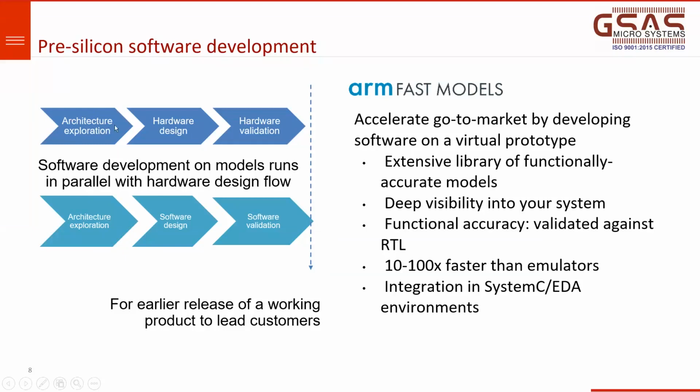So here, architecture exploration is all your hardware part. In software, firmware development also happens in parallel with your hardware. It's the same thing as the previous slide. Basically, even before your SOC is ready, you keep your firmware ready, which will run on your SOC with the help of these simulation models. Again, this is for early release of a working product to lead the customers. As I told in the previous slide also, it's about getting the product to market on time.